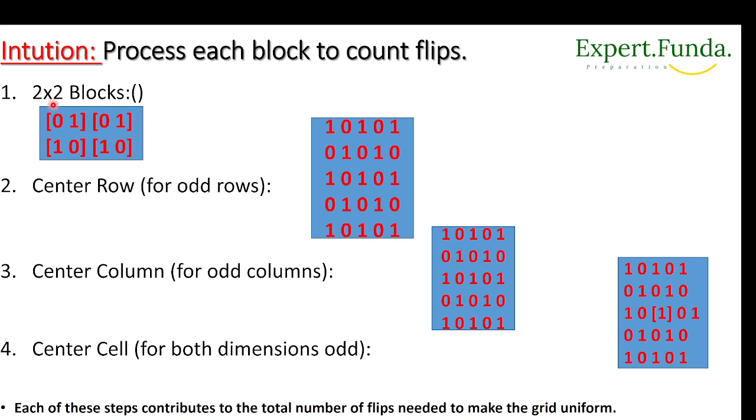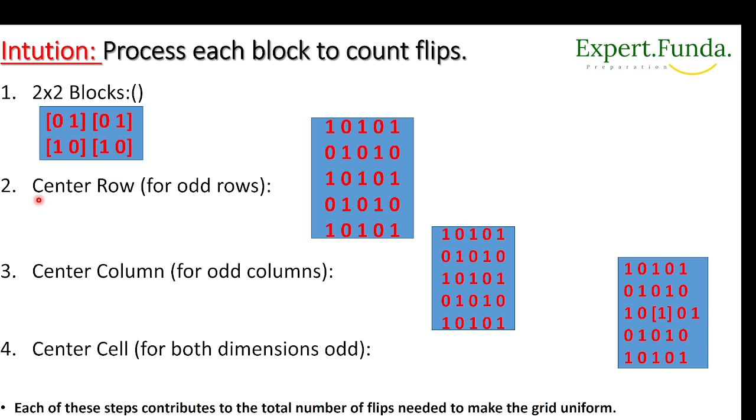We have to process each block to count the flips. Let's suppose initially we have 2 cross 2 blocks in the previous grid, as you can see here: 0 1 0 1, and 1 0 1 0. So if you process 2 cross 2 blocks, it will look like this.